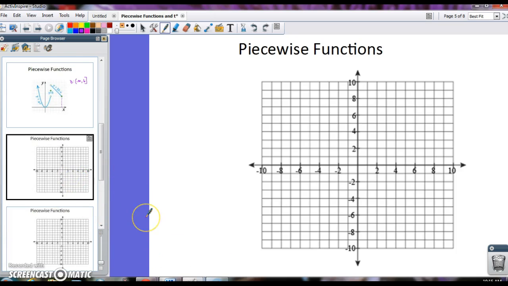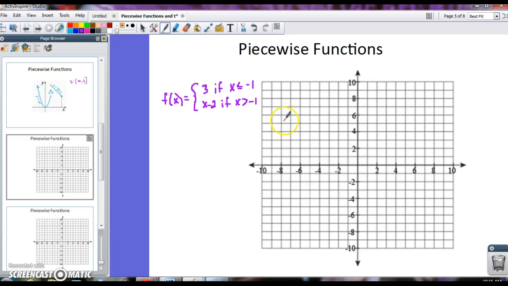We can also graph a piecewise function. Let's say, for example, our function is f of x is equal to 3 if x is less than or equal to negative 1, x minus 2 if x is greater than negative 1. So we have this constant component, or that constant function, when x is less than or equal to negative 1, and a linear function when it's greater than negative 1.